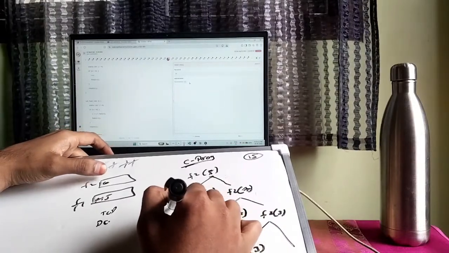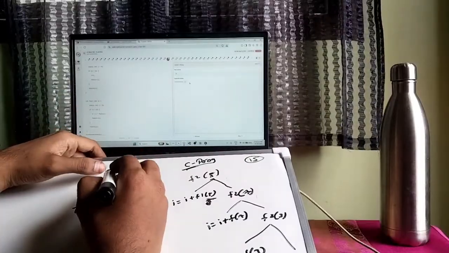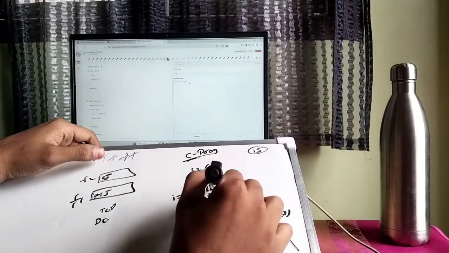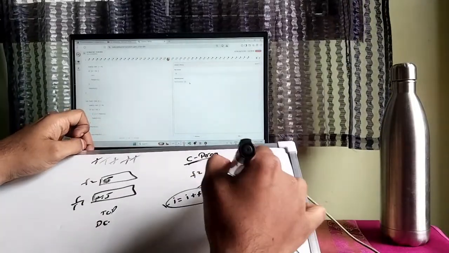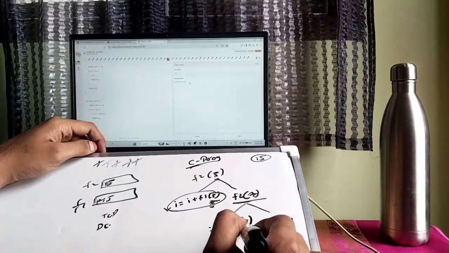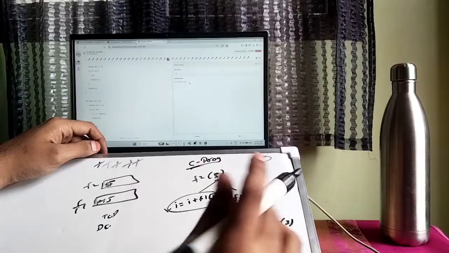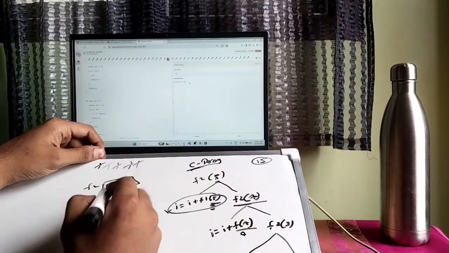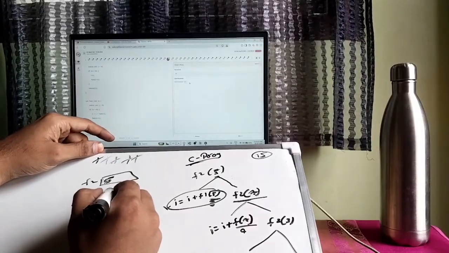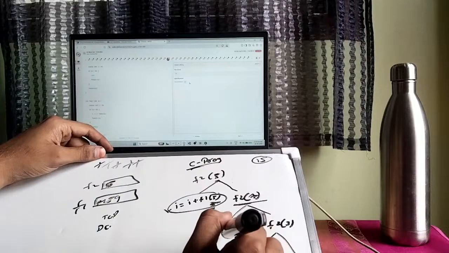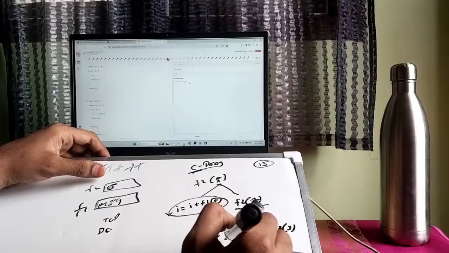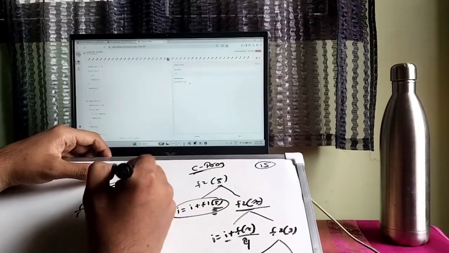And here f2, first initialized to 0, so it will become 5 plus 0. But in f2 the static variable of 5 will become 5, and this whole becomes 5. Then f2 of 4, here it becomes 4 times, so we have to add 4 because it's incremented, so it becomes 9. And here what is I? I is 5, so we have to add 9.